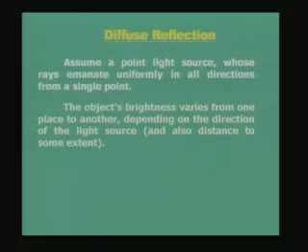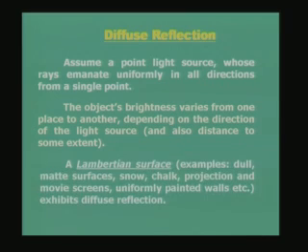That means the relative positions of the surface normal and the source direction, the angle between them, actually dictates what the illumination is going to be in this case. So that is what is talked about here: the object's brightness varies from one place to another depending on the direction of the light source and also the distance. We will model this distance factor to some extent later on.